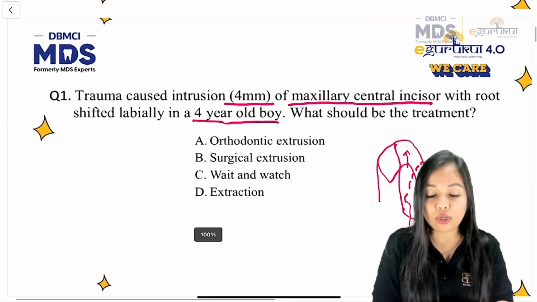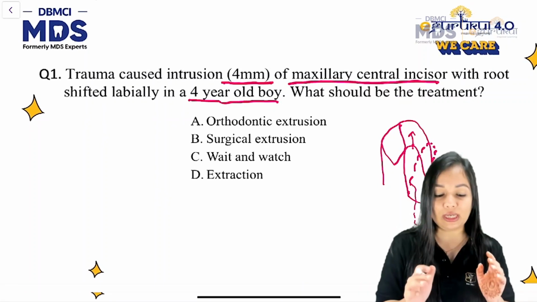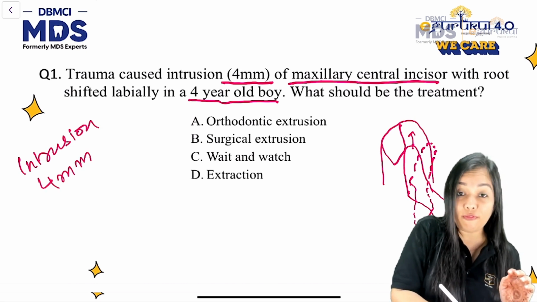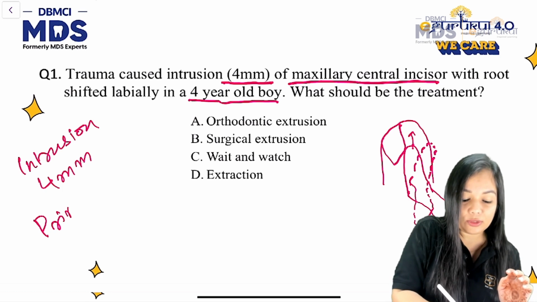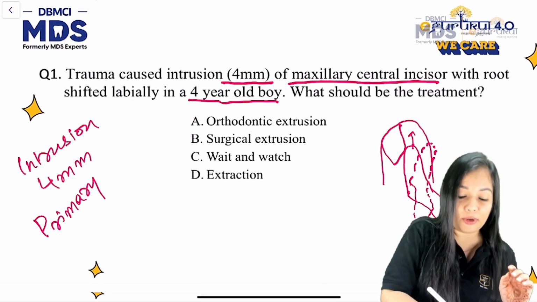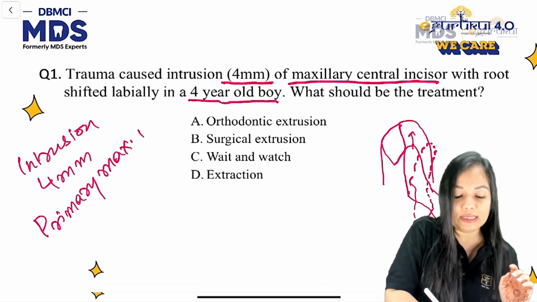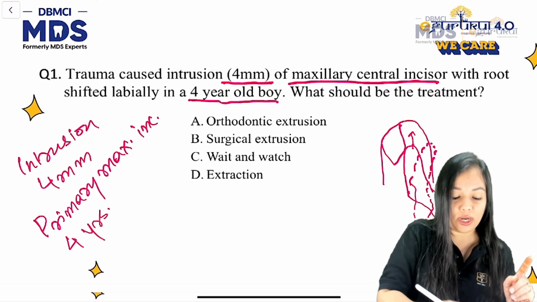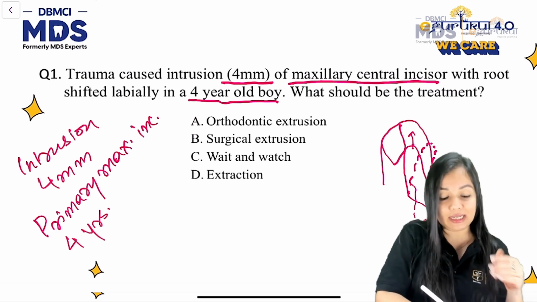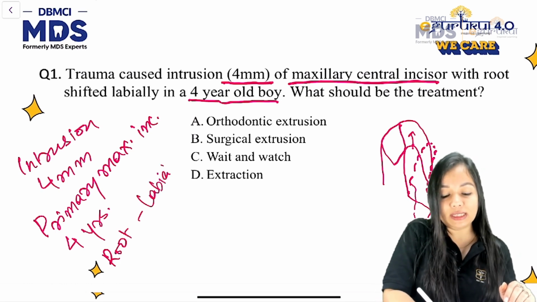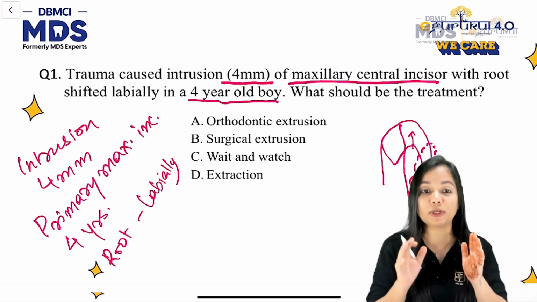So what you need to focus on in this question is that there is intrusion that has been caused. It is a 4 mm intrusion of a primary tooth. You'll know it is primary when you see that the age of the boy is 4 years old. So it's a primary maxillary incisor, the age of the boy is 4 years old, and the root has been tilted labially. So the root is pushed labially. These are the things you need to focus on when you look at this particular question.